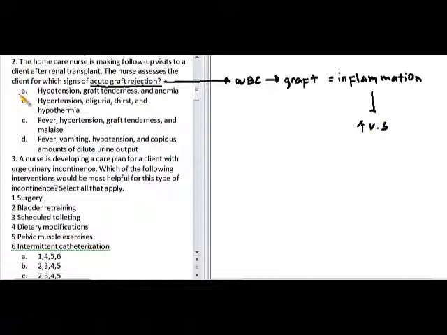So let's eliminate A because of hypotension. Let's eliminate B because of hypothermia. It should be hyperthermia. So that leaves us only C or D. C, fever, hypertension, graft tenderness, and malaise. Or D, fever, vomiting, hypotension, which is wrong. The answer here is letter C. That is graft rejection.